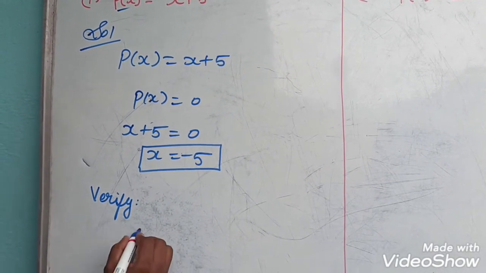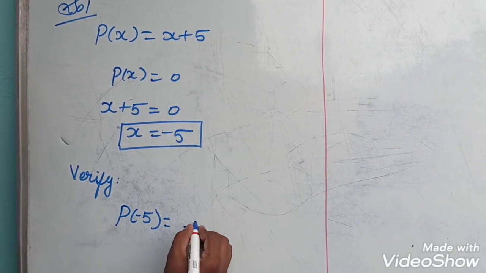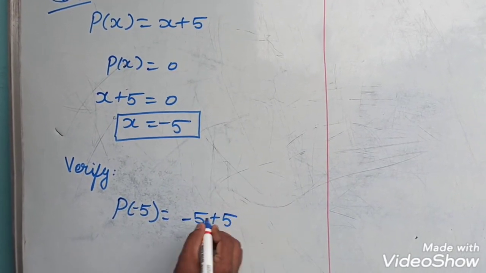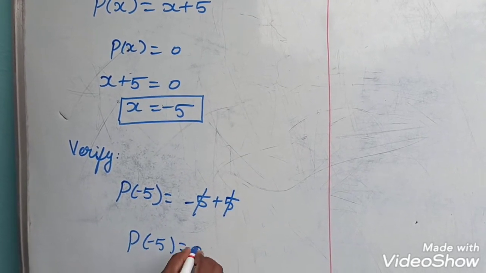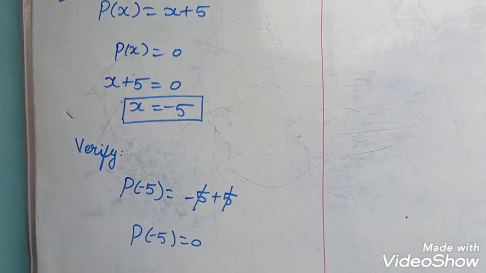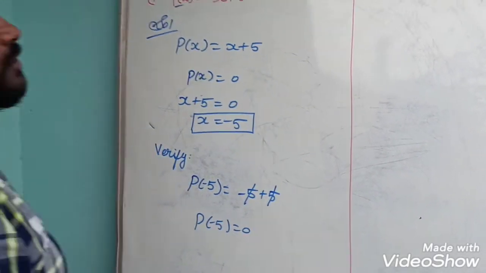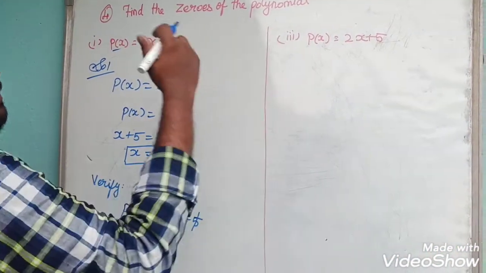Verify. Instead of x, I put minus 5: minus 5 plus 5. Minus 5 plus 5 we get 0. So P of minus 5 equal to 0. So x equal to minus 5 is the zero of the polynomial. We verified it. Next we move on to question number 3. Question number 2 is for you to do as your homework. Now we see question number 3.